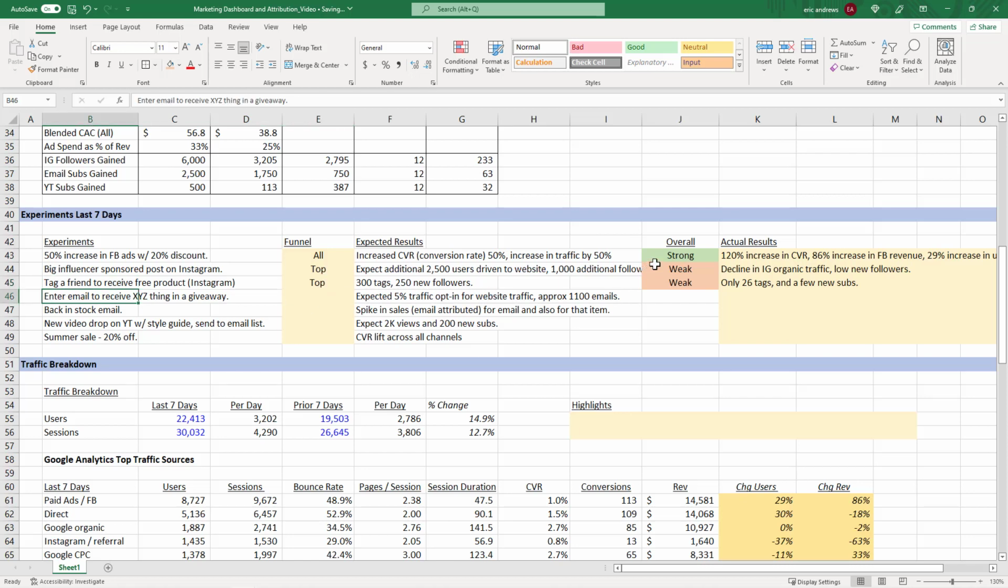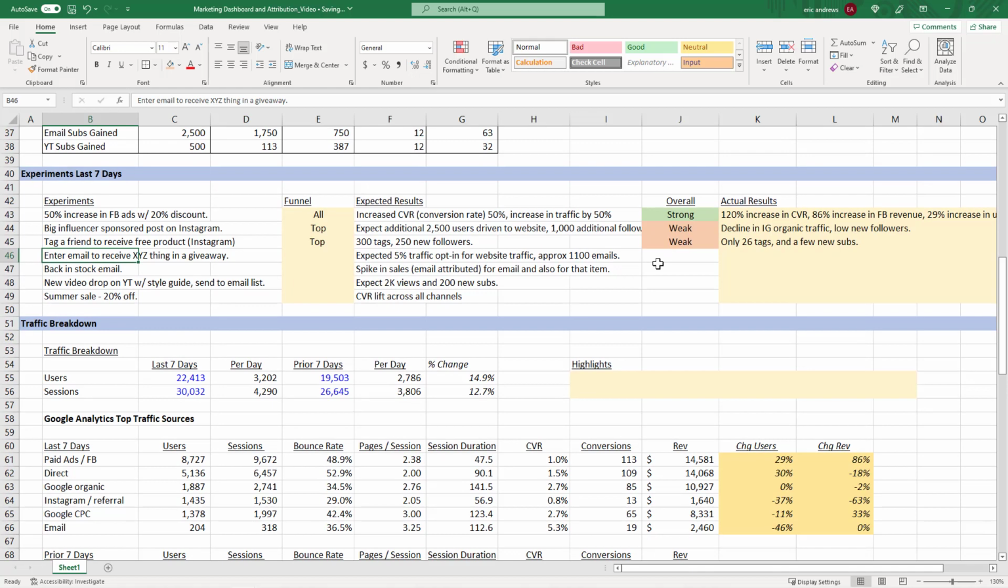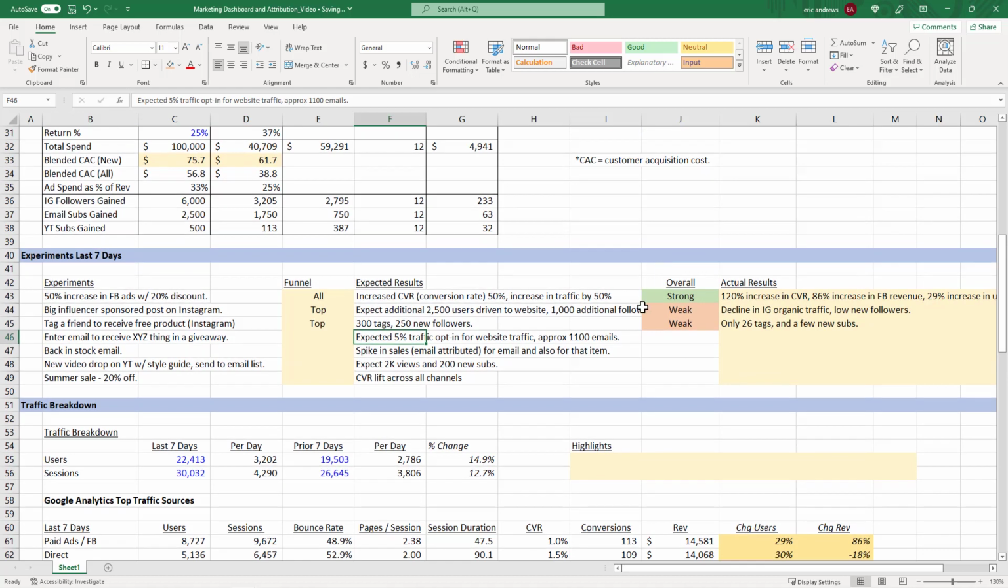So the next experiment we ran was enter your email. So there's a pop-up on the website, and we say, okay, enter your email to receive XYZ thing in a giveaway. And ultimately, the issue with Facebook and a lot of these big social platforms is they don't actually let you own the customer data. So you basically have to keep relying on them to maintain your relationship with the customer. So they own the customer and you sort of rent the customer from them. And if your account goes down, gets blocked, has some violation, you lose all your customers unless you can actually own the emails of your customers.